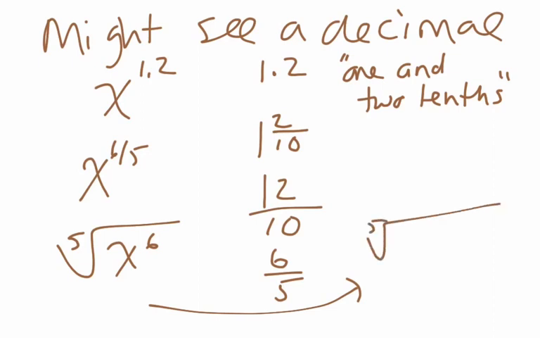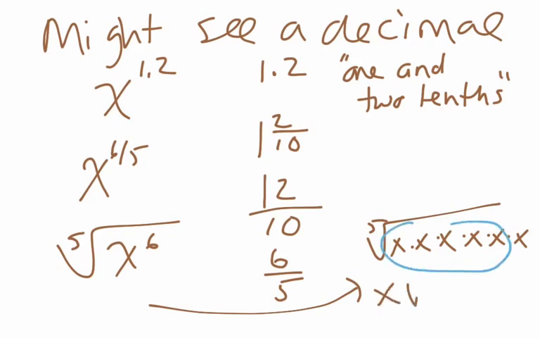You could do, you got your 6 x's under there, okay? And you're looking for a group of 5. So it could be x times the 5th root of x. There's just so much fun stuff that you could do with that.